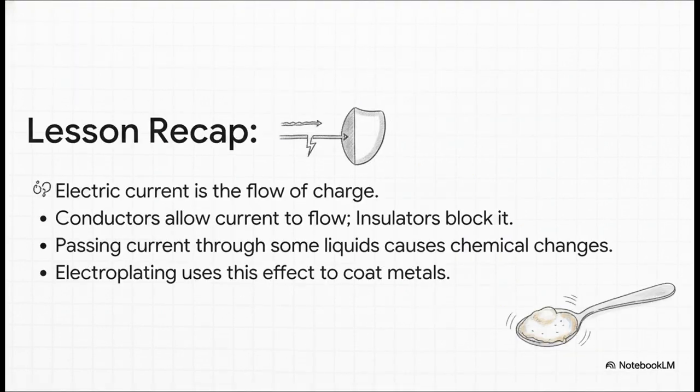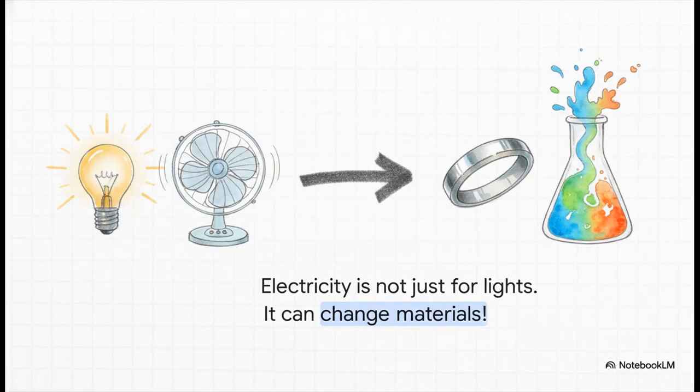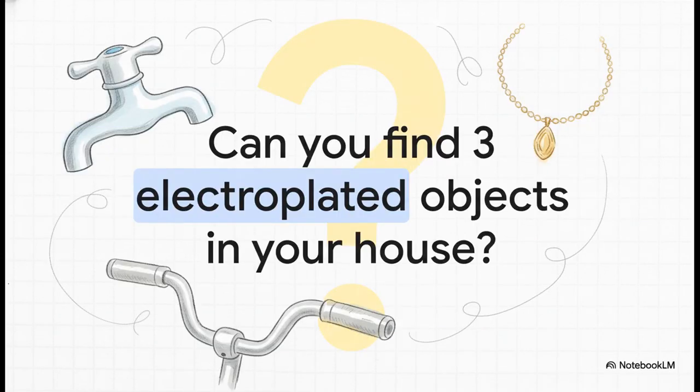Today, we learned about electric current, conductors, and insulators, and the magic of electroplating. The main takeaway is this. Electricity does more than just power our devices. It can literally create new things. Here is your homework. Think shiny taps, bicycle handles, or even jewelry.